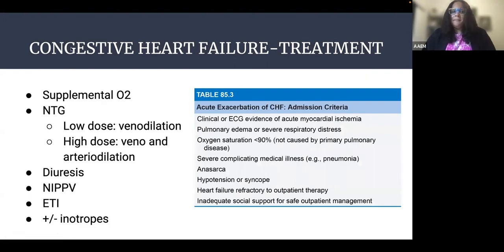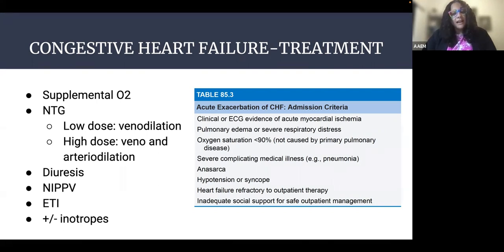And how do we treat it? Supplemental oxygen, first and foremost, for our patients who are hypoxic, for our patients who are tachypneic. We can give nitroglycerin. At low doses, nitroglycerin causes venodilation, and at high doses, you get venous and arterial dilation.